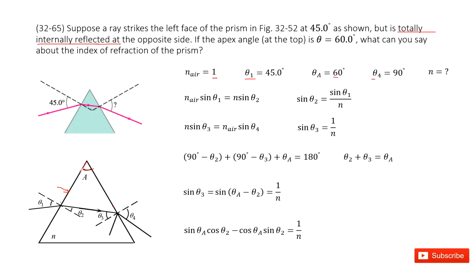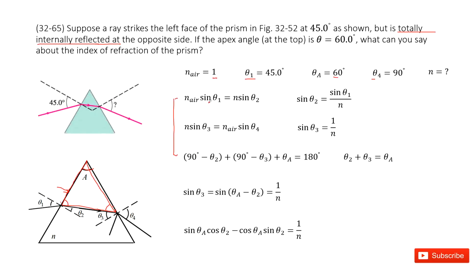So we can look at this triangle. Look at this triangle, we can see this angle, how much? It's 90 degrees minus theta 2, right? 90 degrees minus theta 2, plus this angle, 90 degrees minus theta 3, plus theta A equals 180 degrees, right? Now you can see we get these three equations. We need to solve for n.